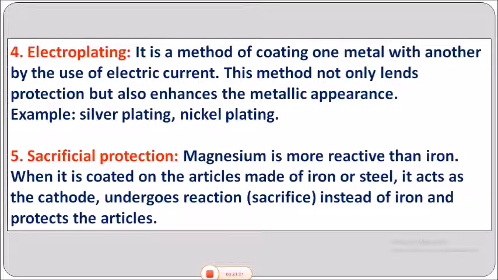And the last process is sacrificial protection. Magnesium is more reactive than iron. When it is coated on an article made of iron or steel, it acts as an anode and undergoes reaction instead of iron and protects the article. So these are five very important processes for prevention of corrosion.